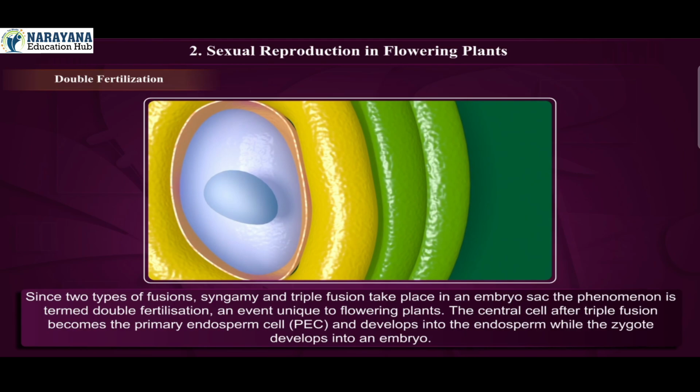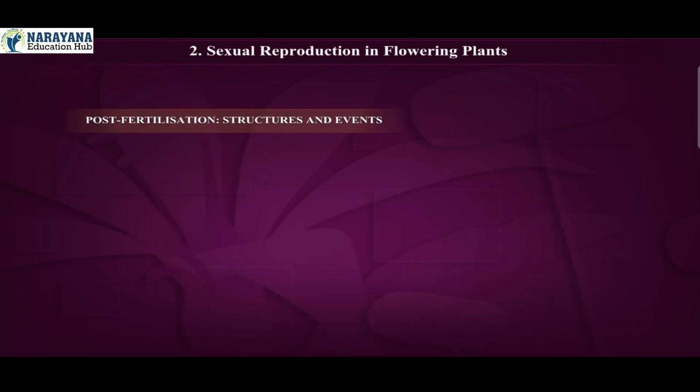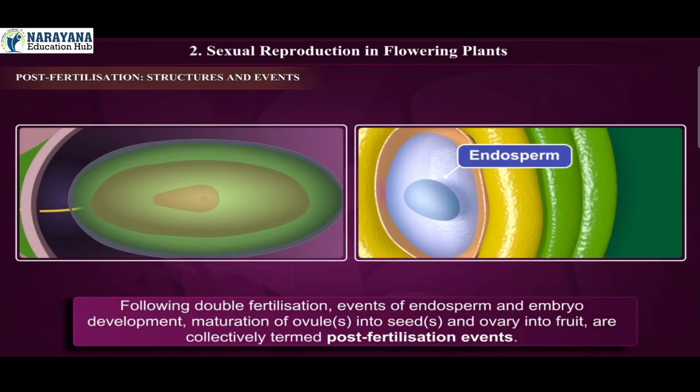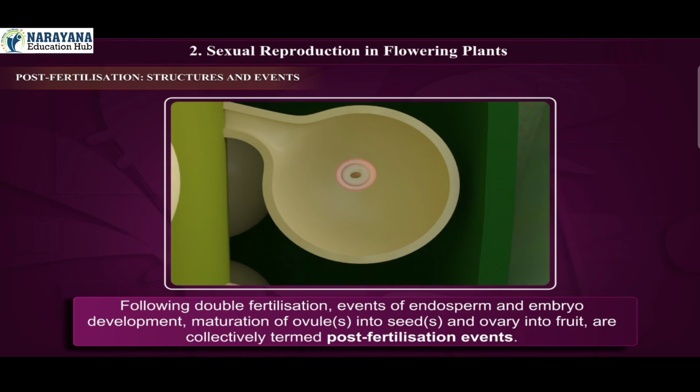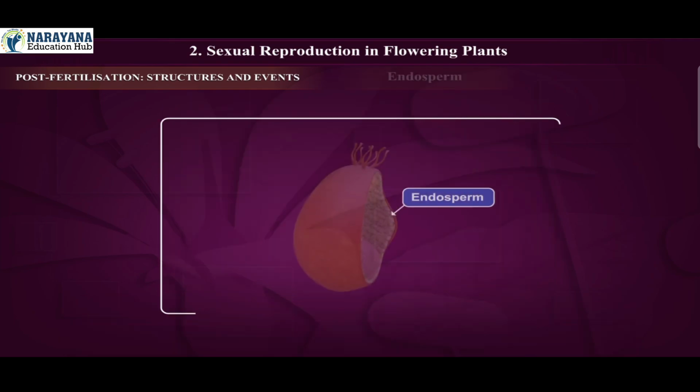The central cell after triple fusion becomes the primary endosperm cell, that is PEC, and develops into the endosperm while the zygote develops into an embryo. Post-fertilization structures and events. Following double fertilization, events of endosperm and embryo development, maturation of ovules into seeds and ovary into fruit are collectively termed post-fertilization events.